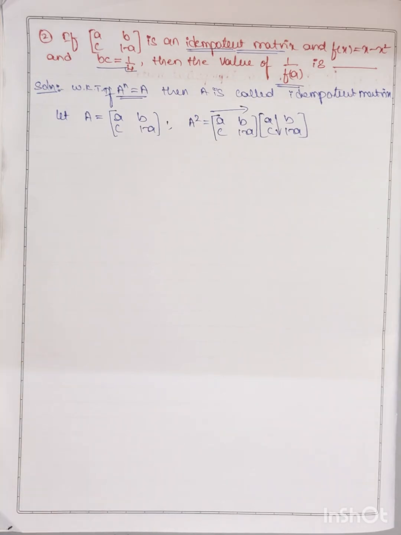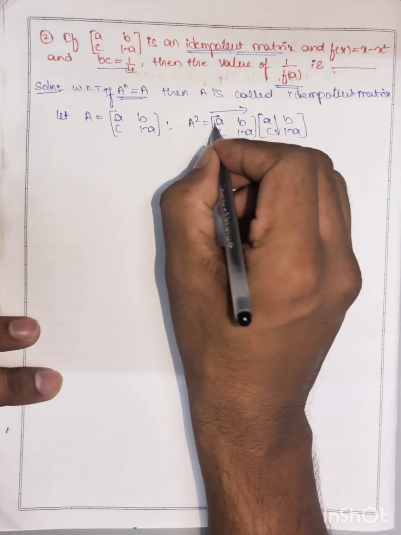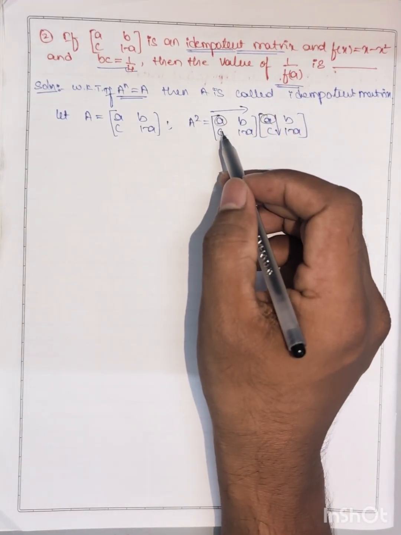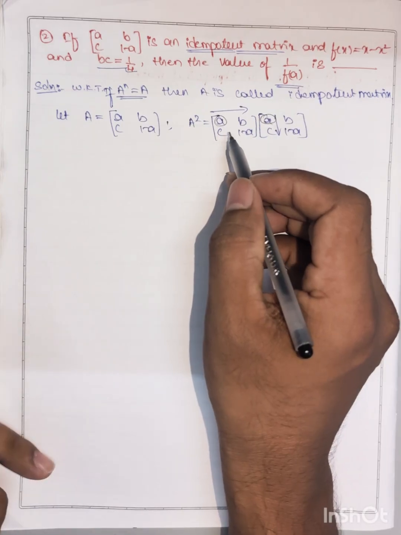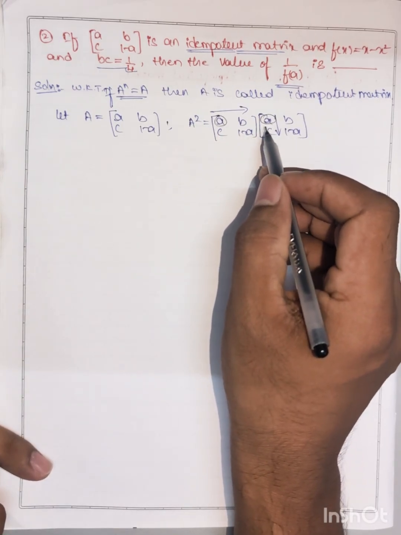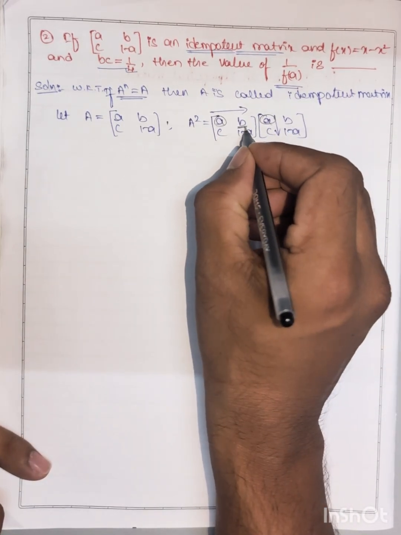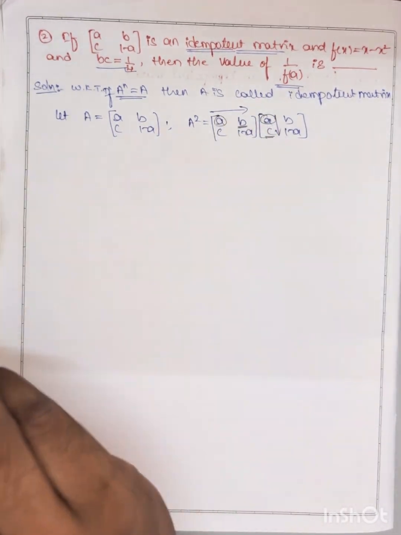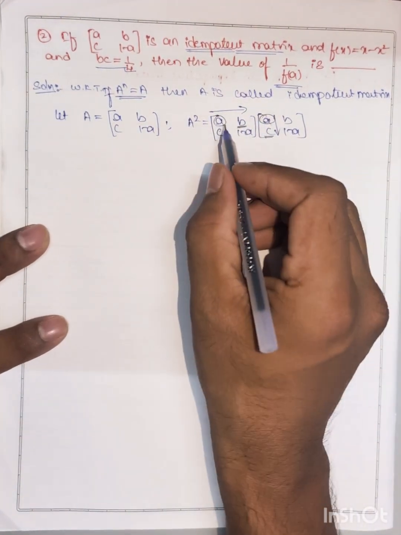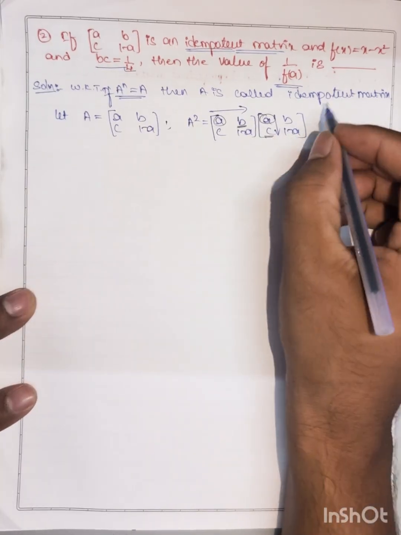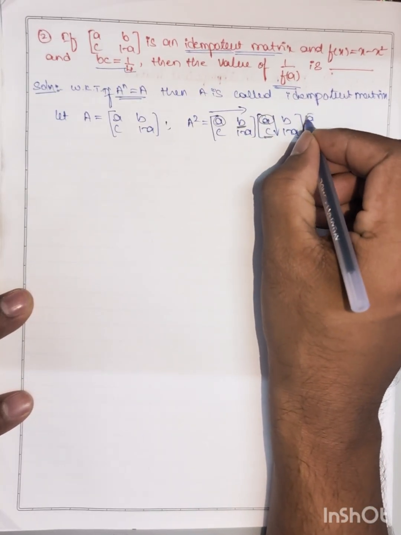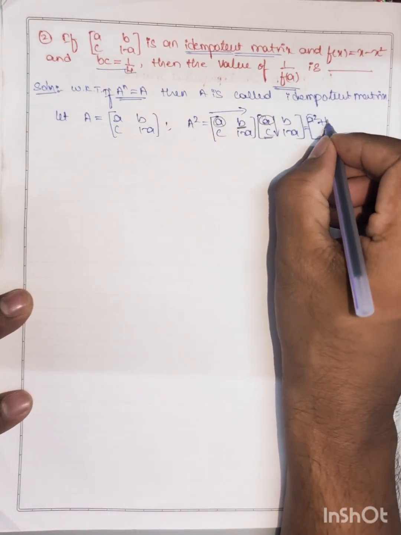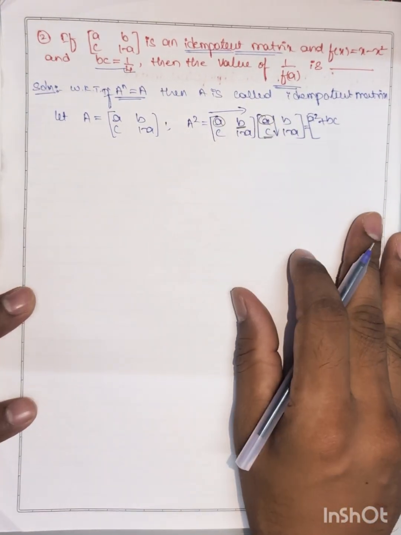How will we multiply? First row, first column of the first matrix will be multiplied by first row, first column of the second matrix, and then b will be multiplied with c. So this is how we multiply row into column with the corresponding elements. When we multiply in such a way, we get a into a is a squared, and then b into c is bc, plus bc. So first row, first column we have multiplied.